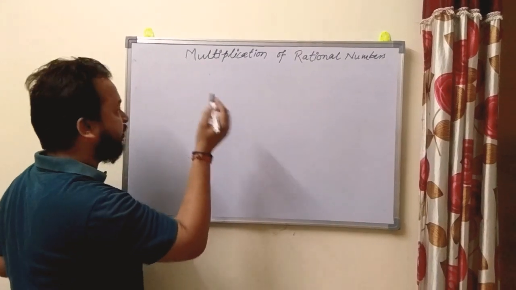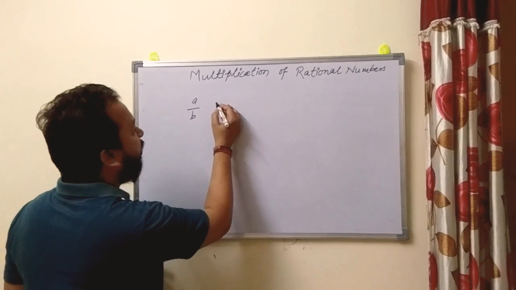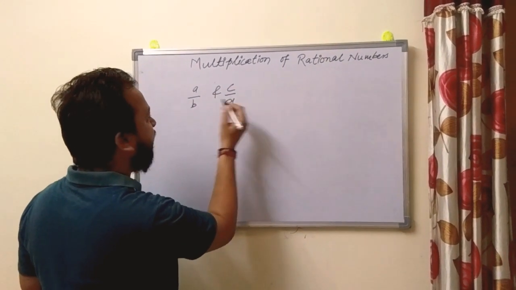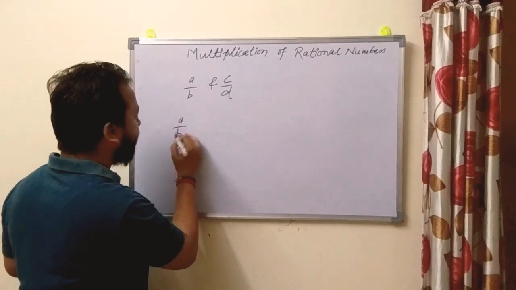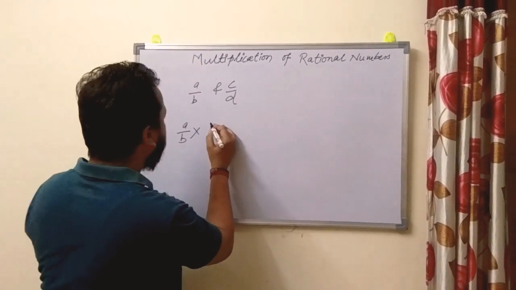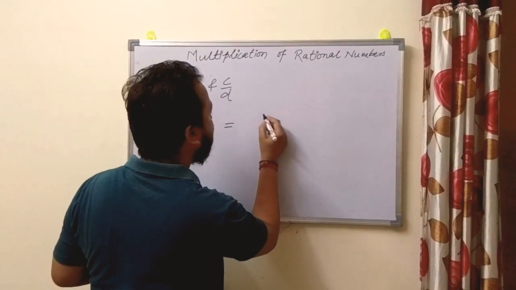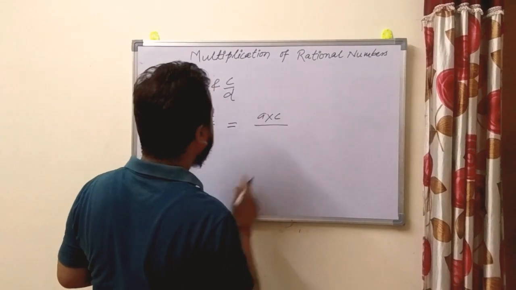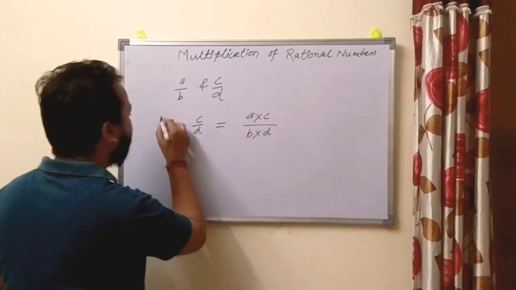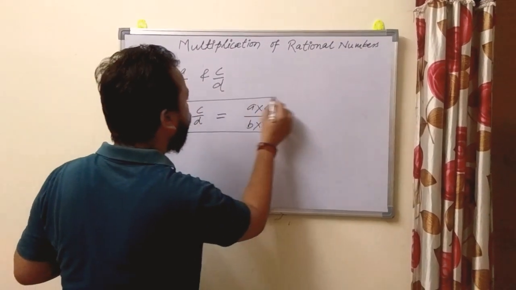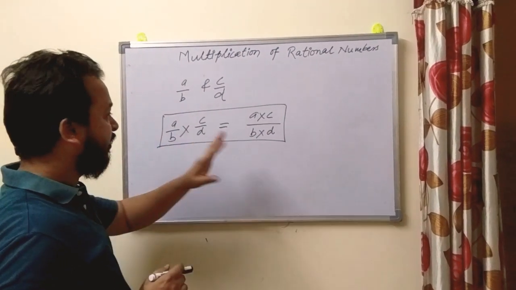If there are two rational numbers, the first one is a by b and the second one is c by d, then the product of these rational numbers is given by a by b multiplied by c by d. You can write it as: multiply the numerators, a multiplied by c, and multiply the denominators. In this way you can find the product or multiplication of rational numbers.